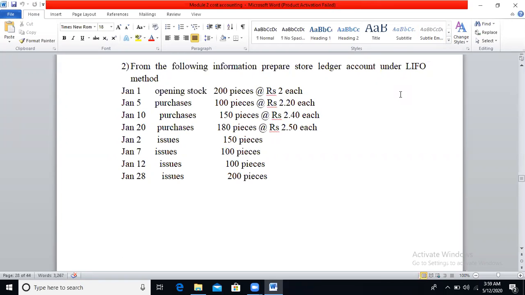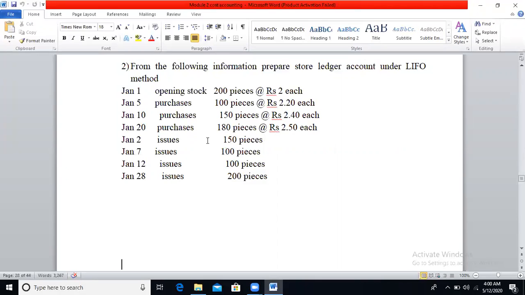January 1st, we are having opening stock, that is opening balance, 200 pieces at rupees 2 each. January 5th, we are making the purchases of 100 pieces at rupees 2.20 each. January 10th, we are making the purchases of 150 pieces at rupees 2.40 each. January 20th, purchases 180 pieces at rupees 2.50 each.